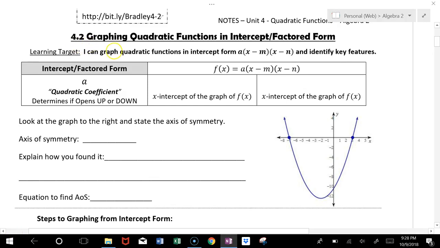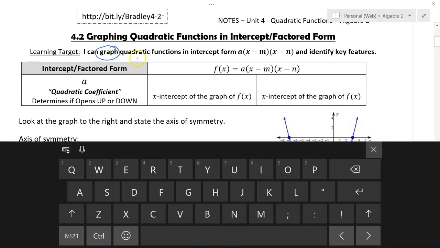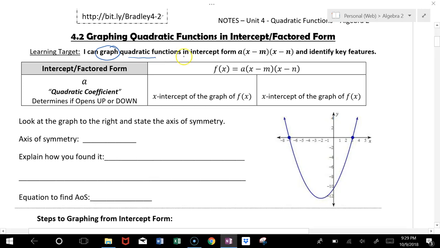So 4.2, we are going to graph quadratic functions in intercept form, where intercept form is a times the quantity x minus m times the quantity x minus n, and then identify key features. Okay, so this is very similar to transformational and vertex form from the last video.